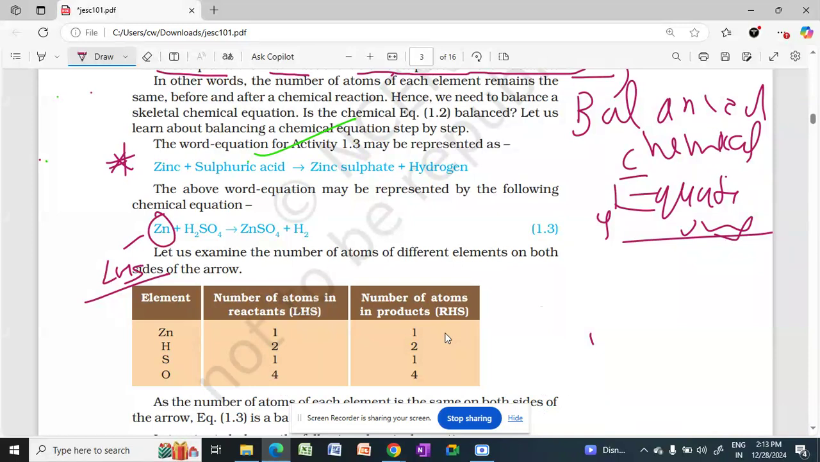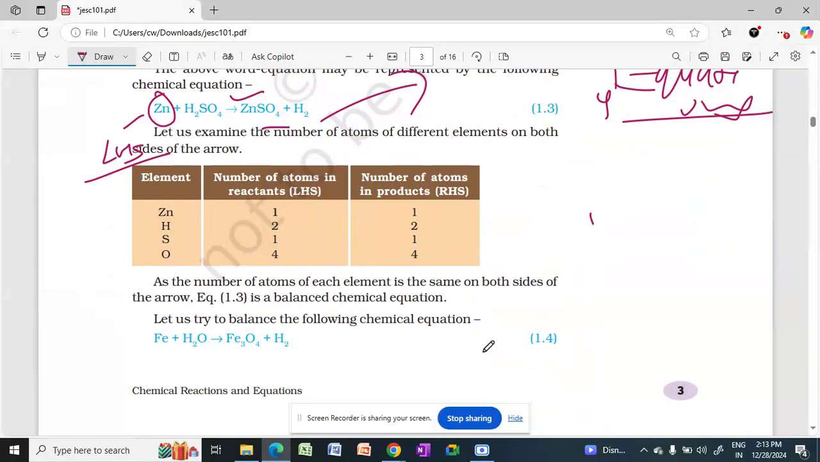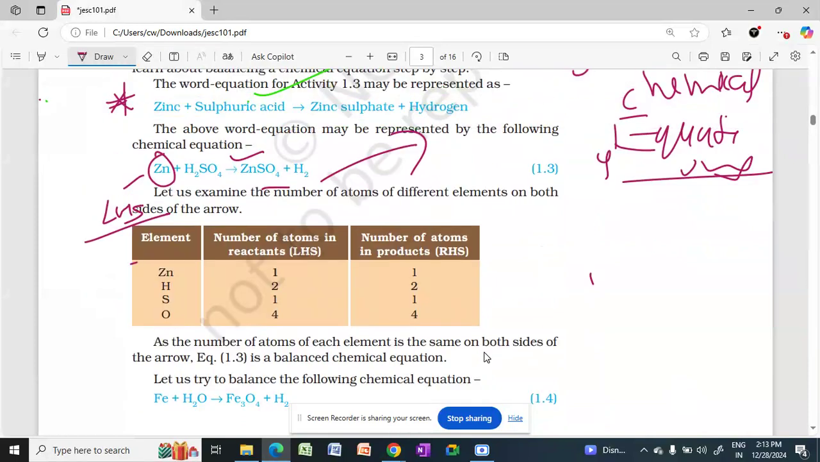And hydrogen is also the same on both sides. Sulfur and oxygen are also the same. So is this a balanced chemical equation? Yes, it is a balanced chemical equation. In the table also the same thing has been shown.